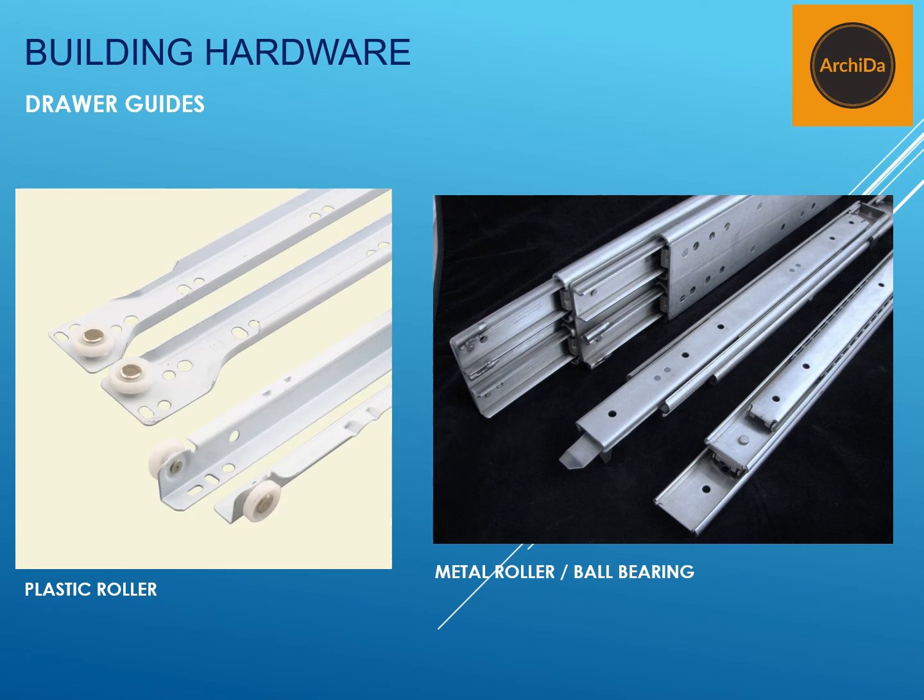Then we come to drawer guides. The picture on the left side is the plastic roller, which is the more affordable type of roller, while the picture on the right is the metal roller or ball bearing roller. If you look at the price comparison between these two, it is not much. So again, it will be dependent on you what type of drawer guides you would like to install on your structure.